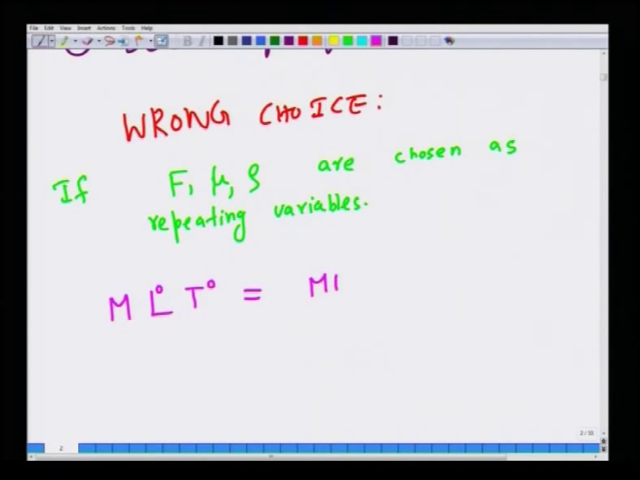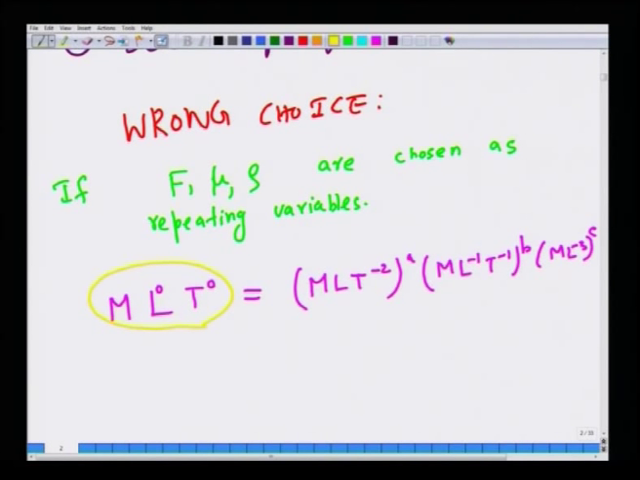which is M L T to the minus 2 to the power a, times mu to the power b, where the dimension of mu is M L to the minus 1 T to the minus 1 to the power b, times rho to the power c. If I can find a combination of a, b and c such that this is satisfied, that means we have found a way to non-dimensionalize mass with a combination of F, mu and rho.